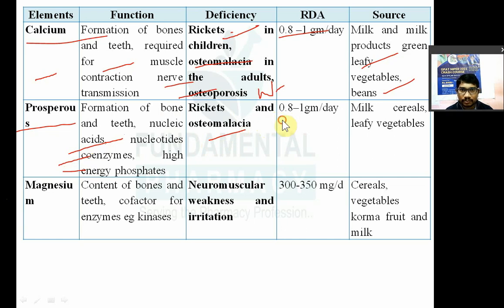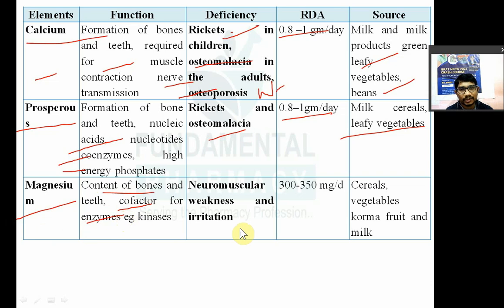The daily requirement again is the same, 800 milligram to 1 gram per day, and the source is milk, cereals, green leafy vegetables. The next mineral is magnesium. Magnesium is also a content of your bone. In bone, this magnesium is present, content of bone and teeth. It is a cofactor for enzymes.